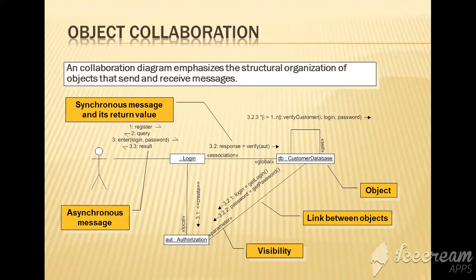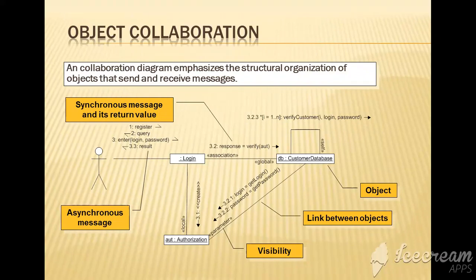So, object collaboration. Object collaboration diagrams emphasize the structural organization of the objects that send and receive the messages. So we send the message and we receive the messages. The messages may be synchronous messages with a return value, and then it will keep the values for the procedures also. So the procedures are there, and we can see now the actor is there, where the customer will go to the login, as we saw in the last slides, the last video also.